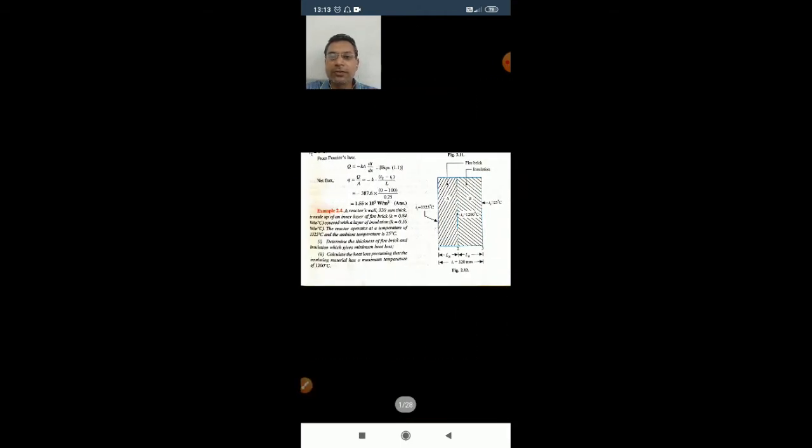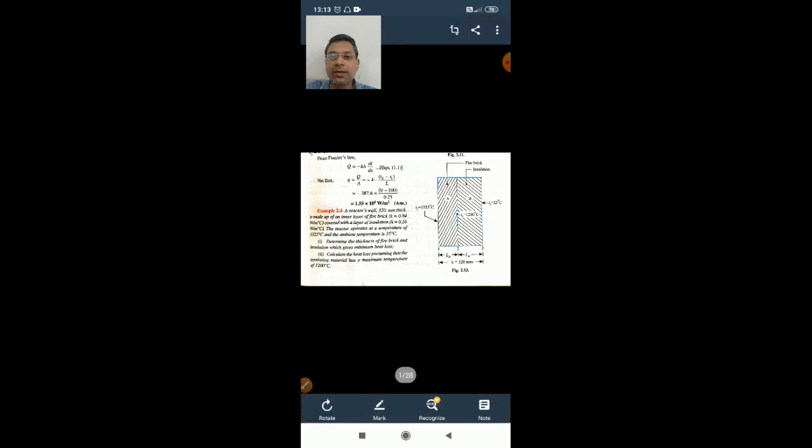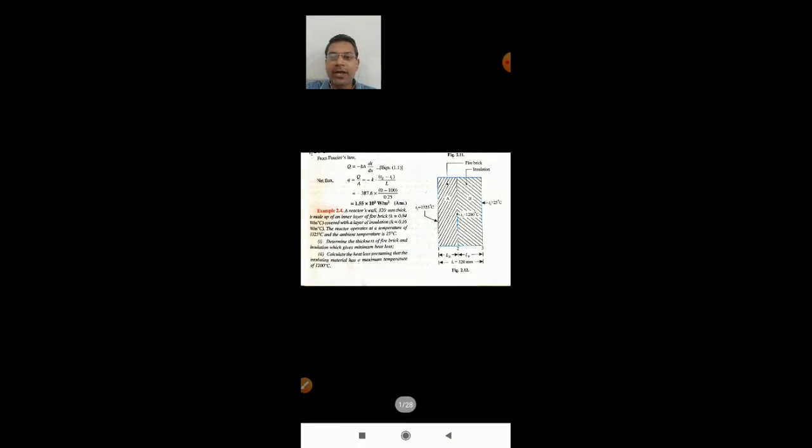The first part was to determine the thickness of the brick, which we have calculated. The next is to calculate the heat loss. To calculate the heat loss, assuming that the insulating material has a maximum temperature of this much. For calculating the heat loss, again all the equations are the same. Therefore you can use any of the three.